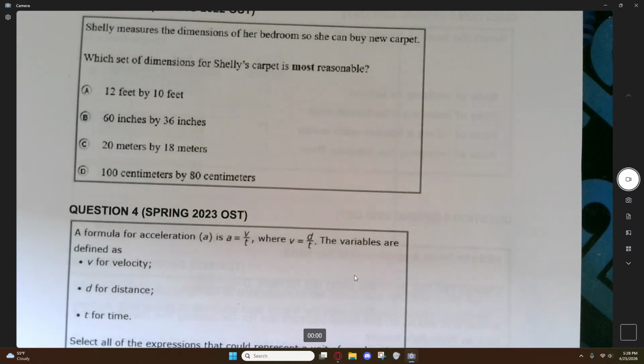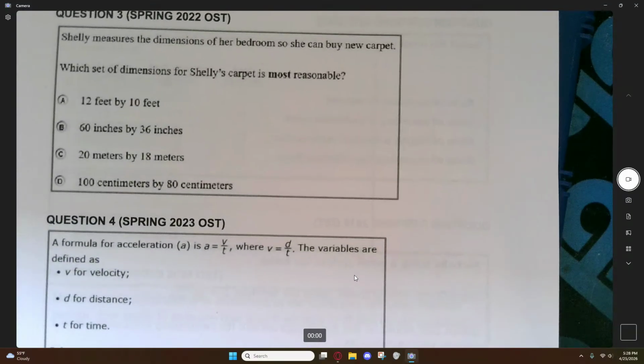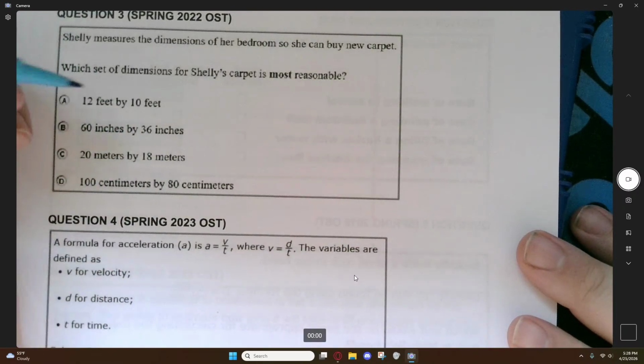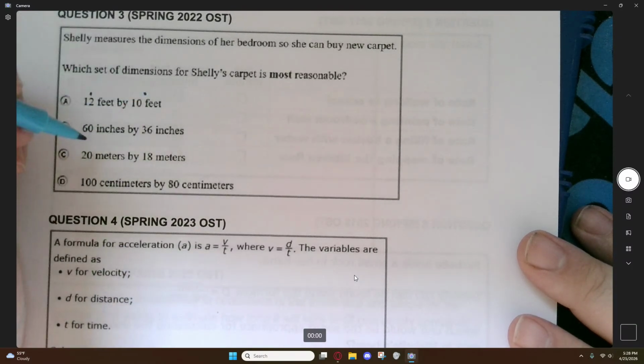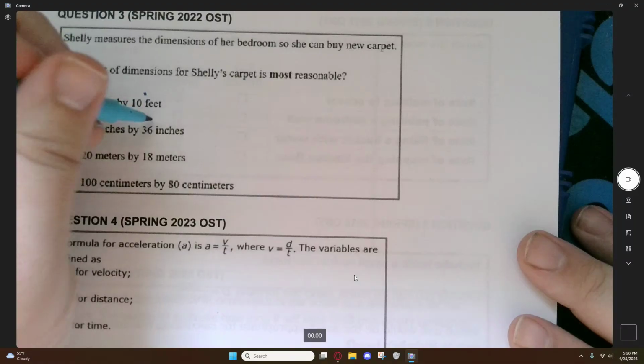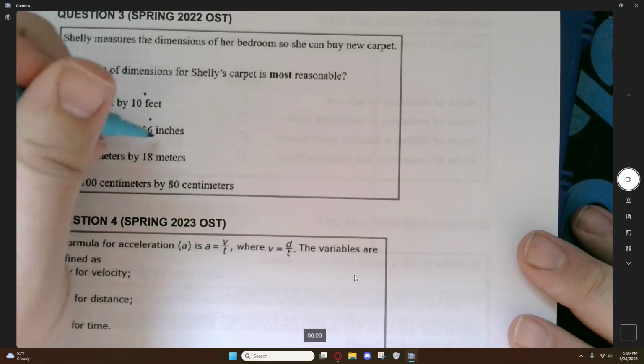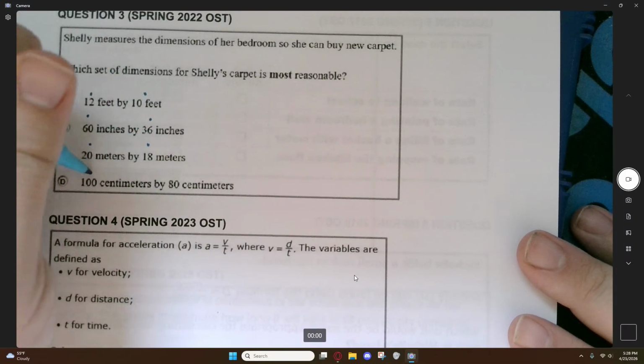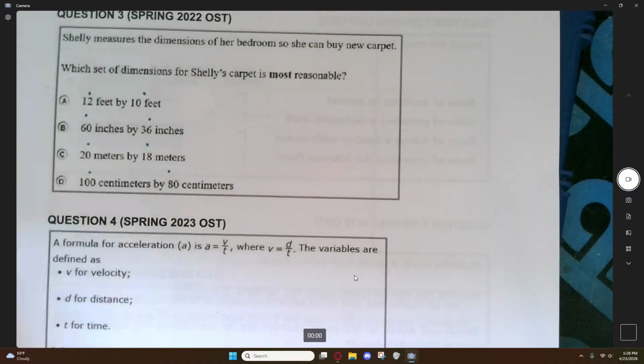Question 3. Shelley measures the dimensions of her bedroom so she can buy new carpet. Which set of dimensions for Shelley's carpet is most reasonable? Okay, so let's think about what this would be. 12 feet by 10 feet. 60 inches by 36 inches. 20 meters by 18 meters. And 100 centimeters by 80 centimeters.